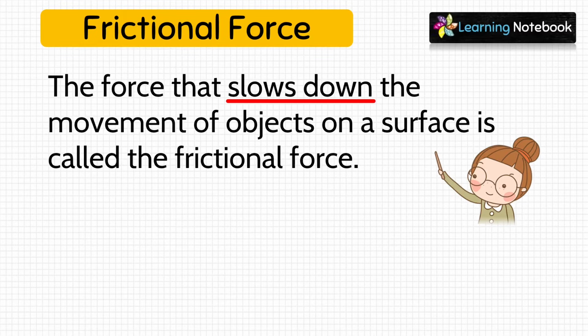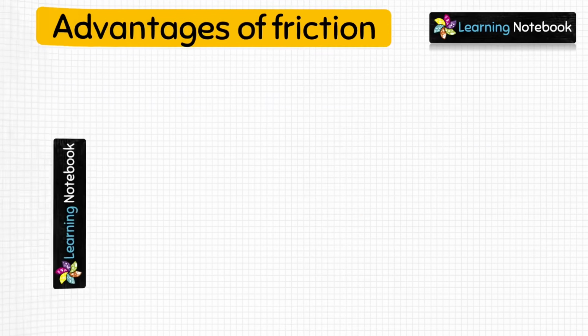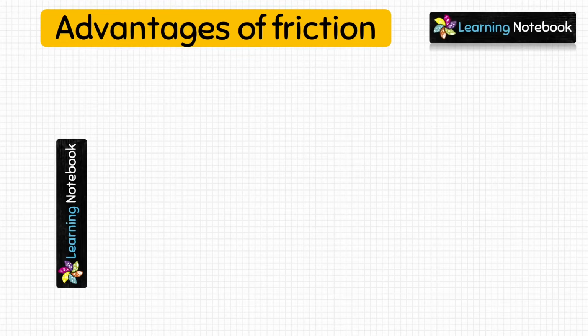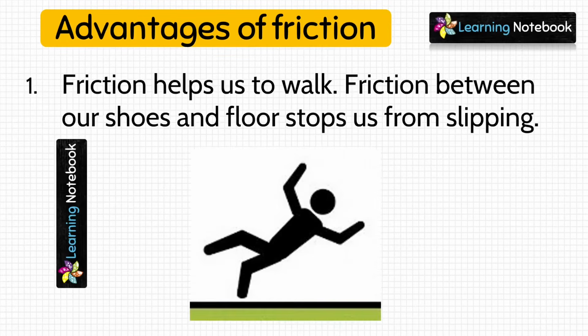So these were the 5 types of forces. We learnt about magnetic force, electrostatic force, gravitational force, buoyant force and frictional force. Now let's learn about advantages and disadvantages of friction.